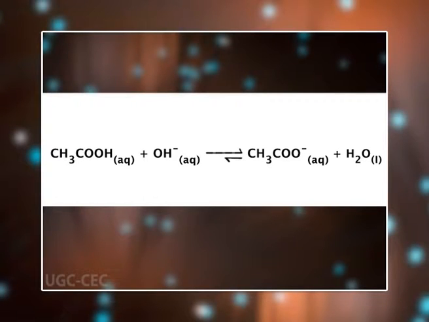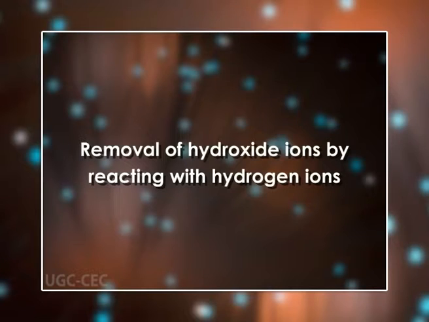Symbolically, we can show that CH3COOH aqueous, that is ethanoic acid, reacts with hydroxide ions, that is OH- aqueous, and it gives CH3COO-, that is ethanoate ion, plus H2O liquid, that is water. So we see that water doesn't add to the pH of the solution and thus the pH remains constant. Now let's discuss the removal of the hydroxide ions by reacting with hydrogen ions.